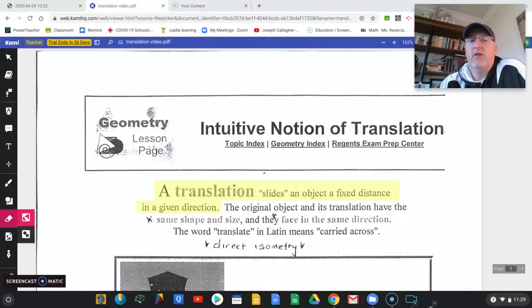Hi everyone, we're going to start our notes today with translations. If you open up your packets to the section on translations, I believe it starts on page 22. We're going to pick up right here and talk about what exactly is a translation.